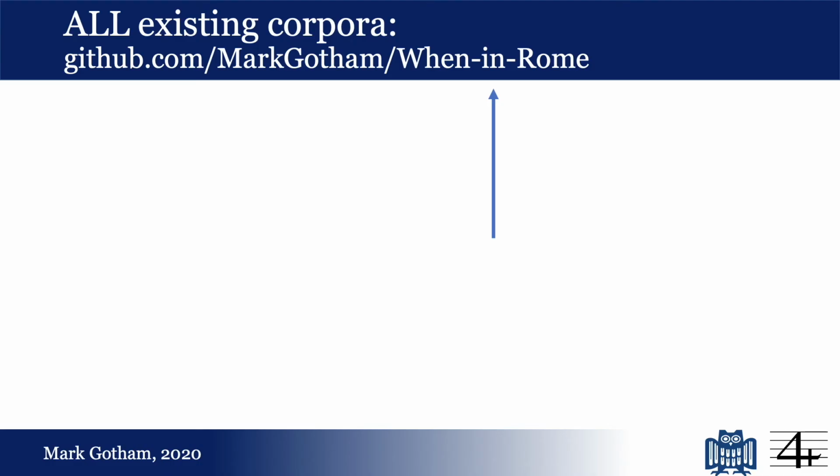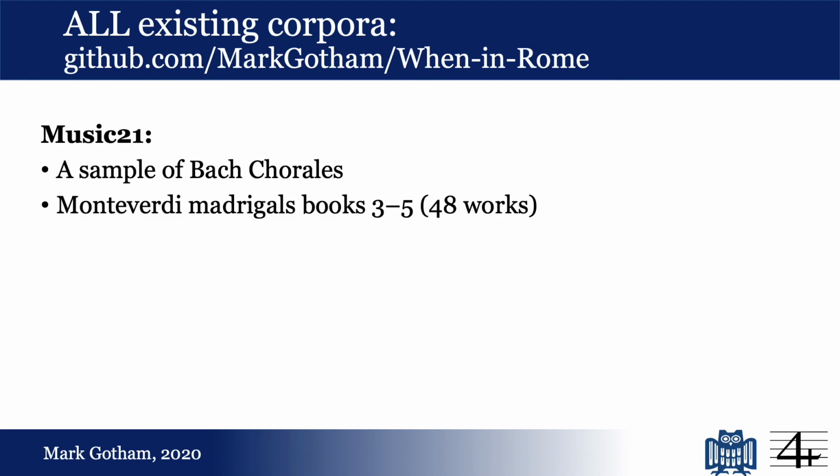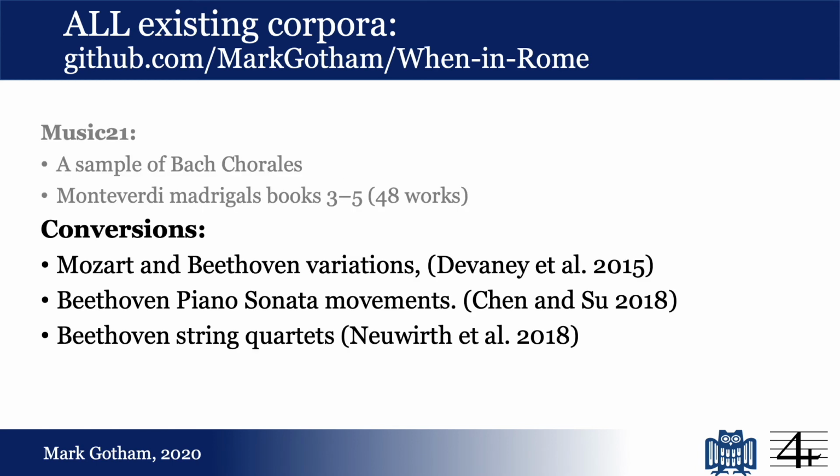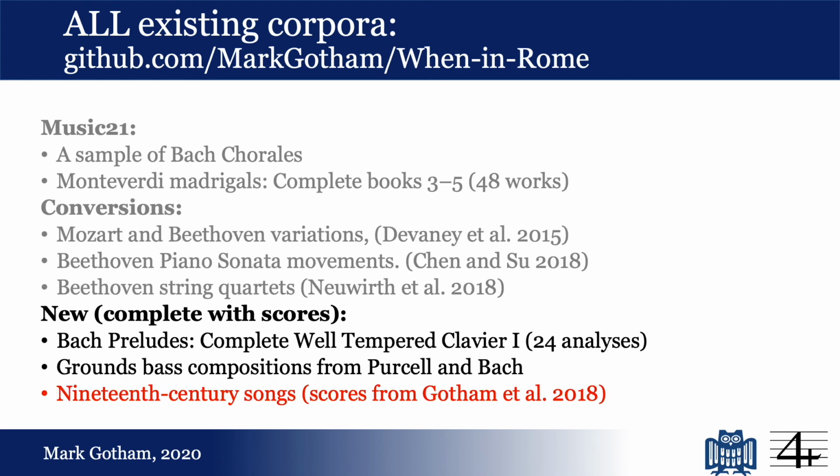The examples I've shown come from a wider collection called When in Rome, which makes a start on building that large corpus by bringing together every single human harmonic analysis that's been shared in a format that we can work with. This includes the examples provided within Music 21, conversions of the collections to have emerged as part of recent computational research projects, and the new collection I've been building in collaboration with students and colleagues, including the songs discussed in this talk.